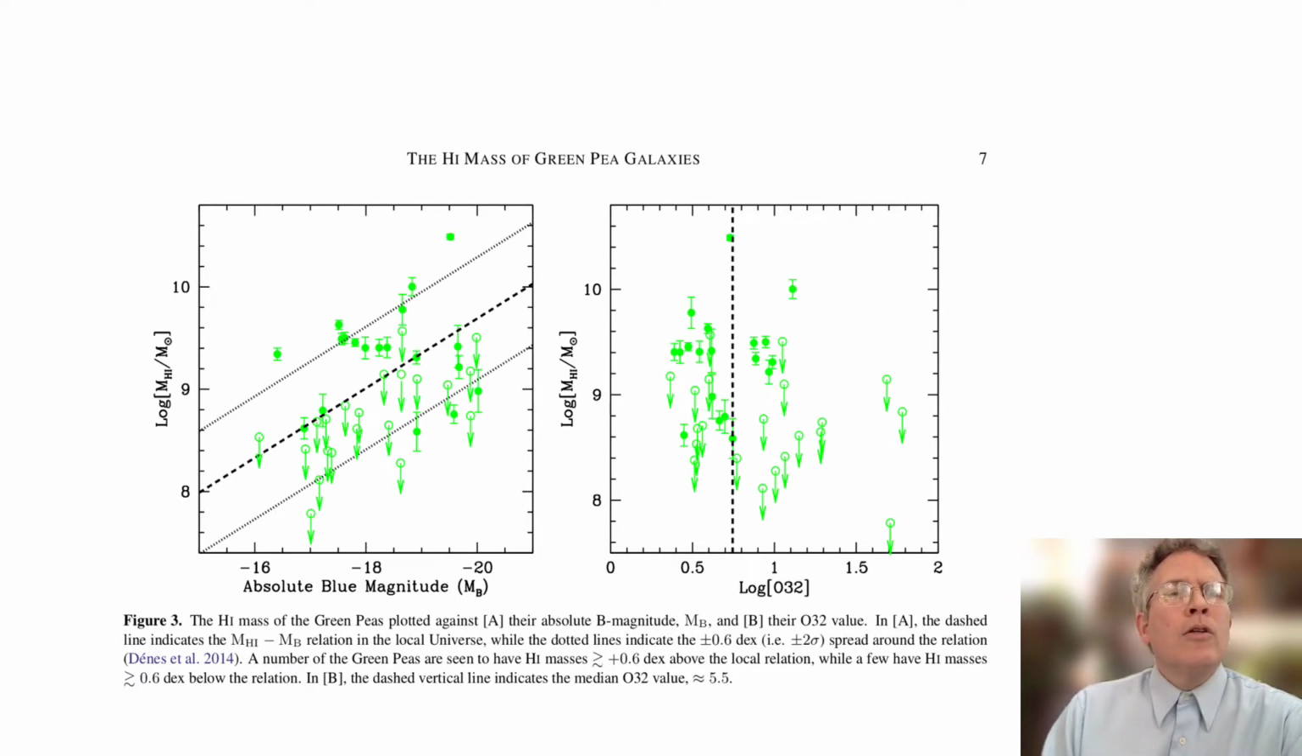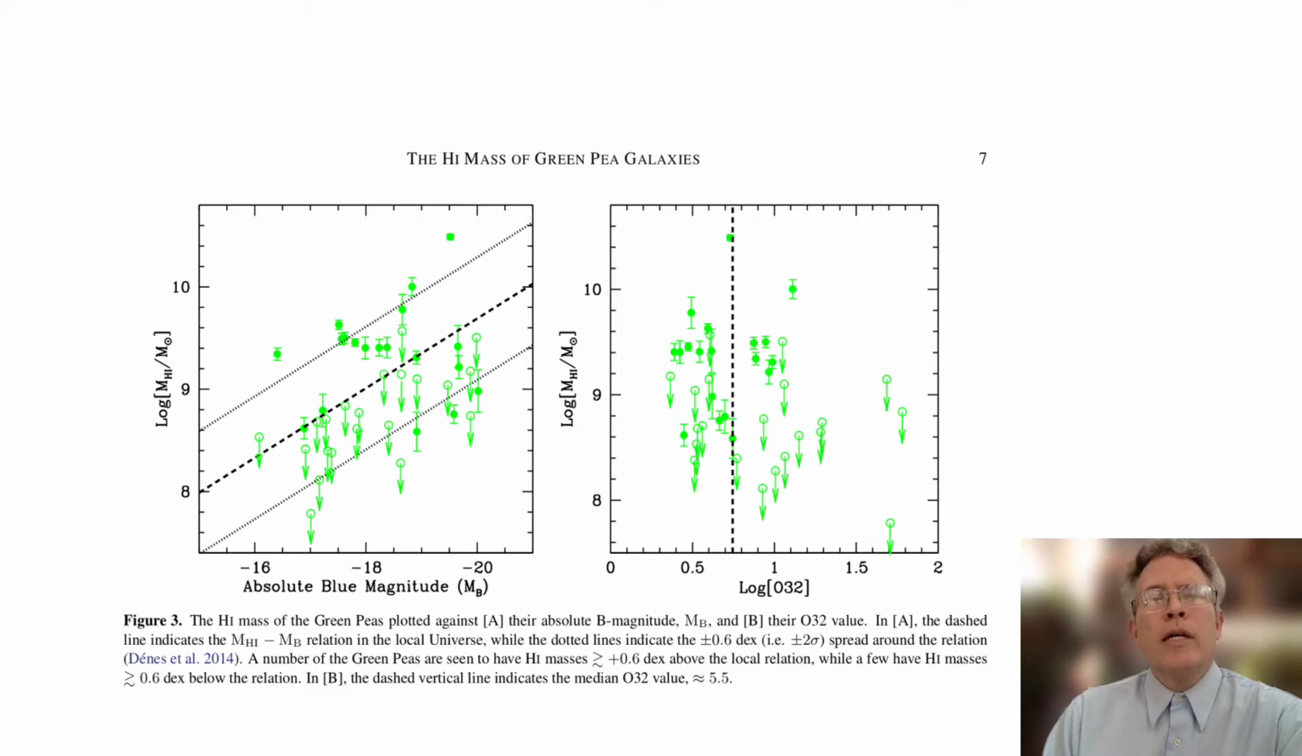And you can also look at the distribution of H1 as a function of blue magnitude. And here we have an expectation, a relation from the literature for other star-forming objects. And you can see that a decent fraction of the green peas are up here. This is a +2 sigma line. This is a -2 sigma line for the other population, the comparison sample. And we're seeing a substantial spread with some things that have quite a high H1 mass and others that are quite low compared with that trend line.